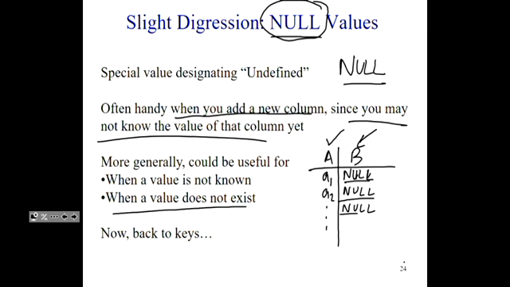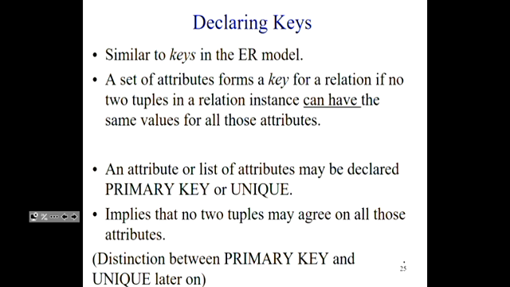You don't want that, so you might use a null value to indicate that a student is homeless or between two homes, right? Okay, so back to the notion of keys that I promised that I would cover.